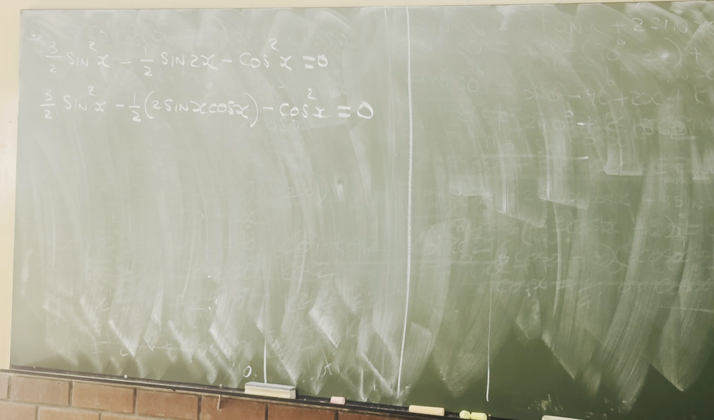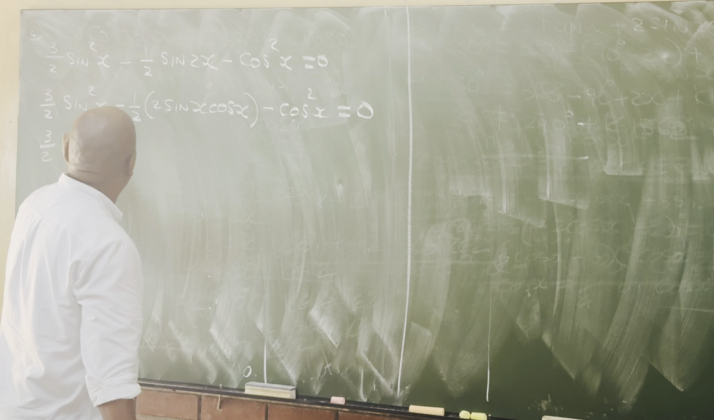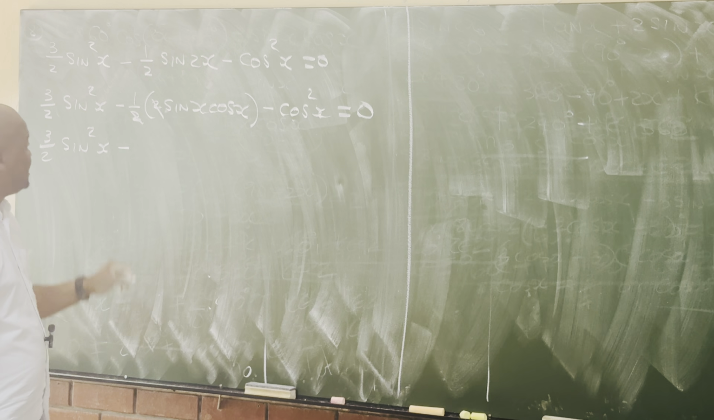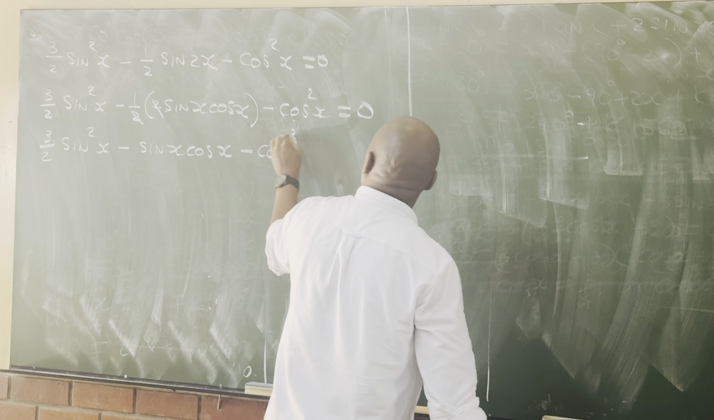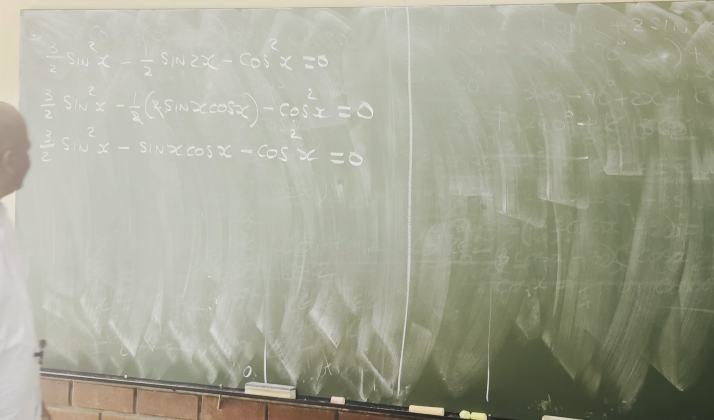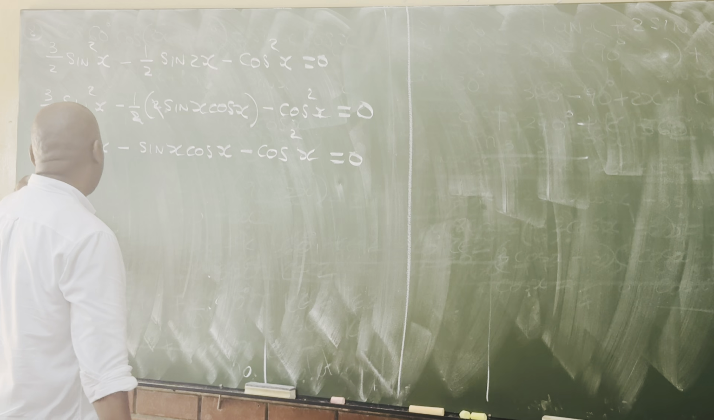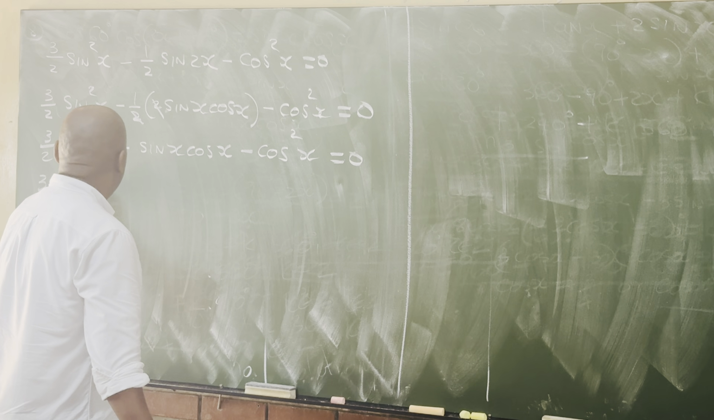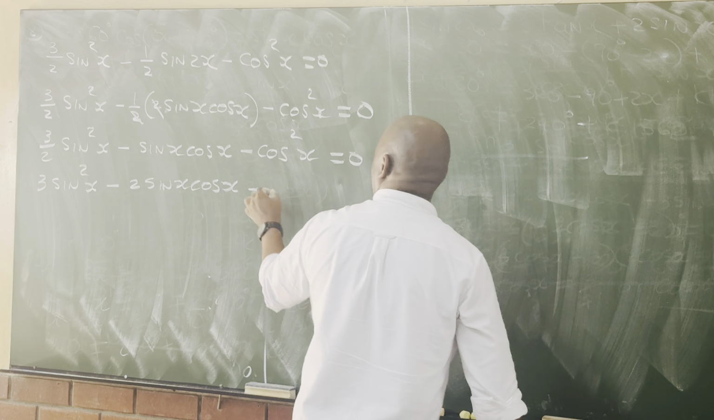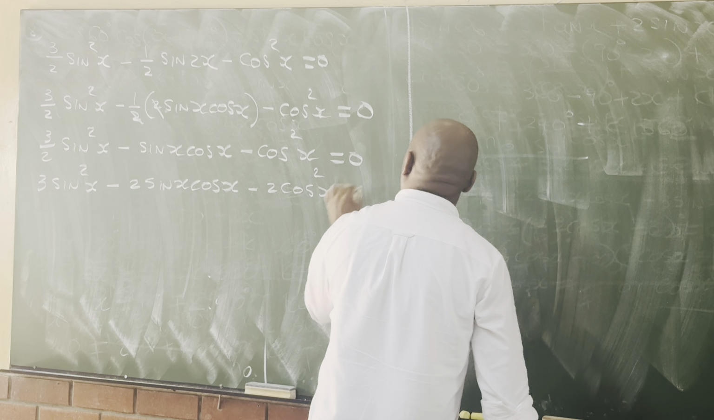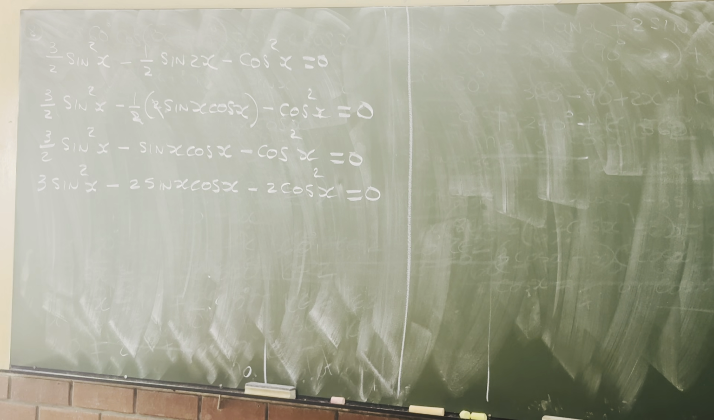And then from here, let's multiply and see what happens. So this is 3 over 2 sine squared x minus, this will cancel, then we'll be left with sine x cos x minus cos squared x is equal to 0. Get rid of the fraction. Times by 2, you have 3 sine squared x minus 2 sine x cos x minus 2 cos squared x is equal to 0. Do you recognize this quadratic?